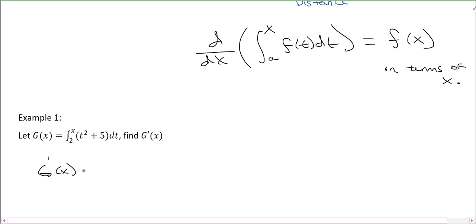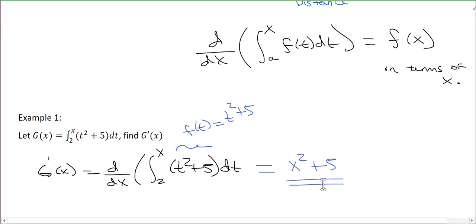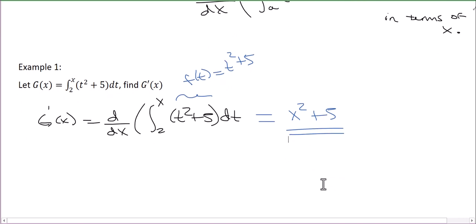So g prime of x is the derivative with respect to x of the integral from 2 to x of t squared plus 5 dt. According to the fundamental theorem of calculus, when I take the derivative with respect to x, I just get f of x. So what is my function here? My f of t is t squared plus 5. So instead of t, I'm going to get x. So this will be just x squared plus 5. And that's it. It seems pretty simple, and it is.